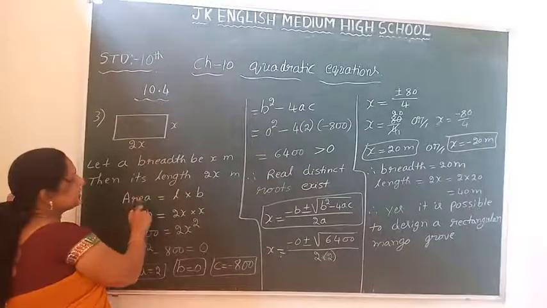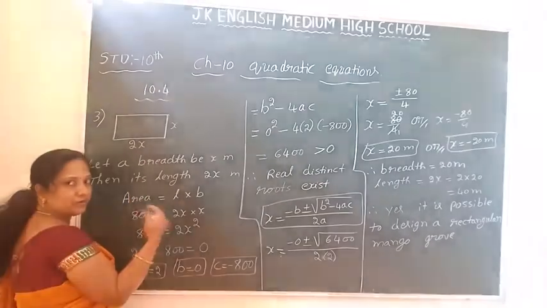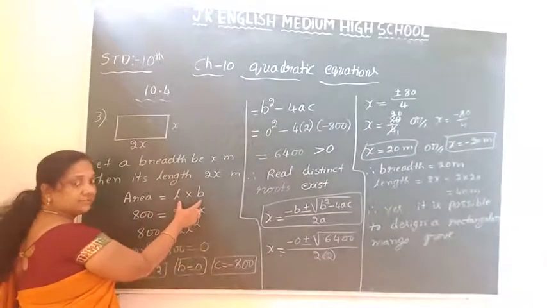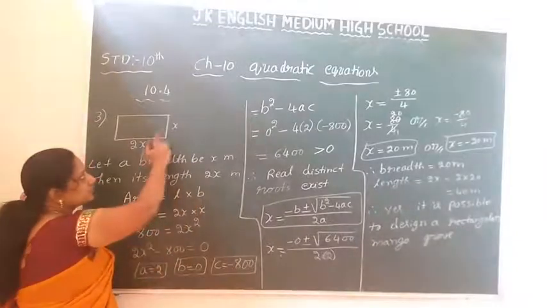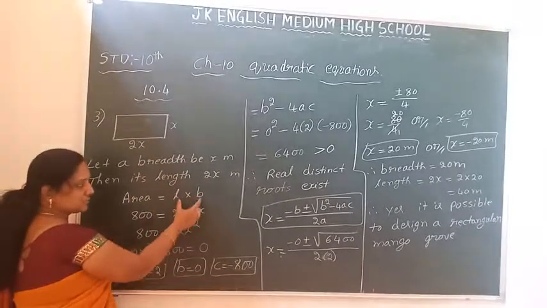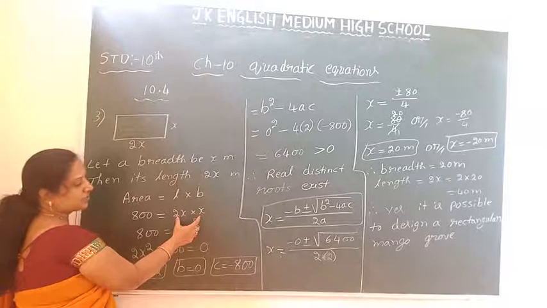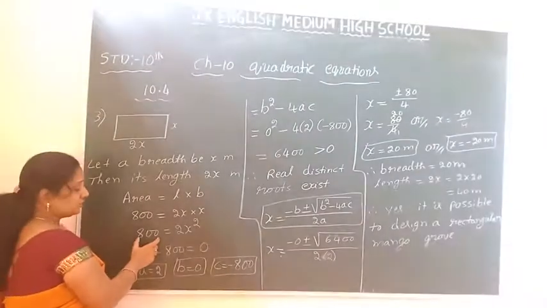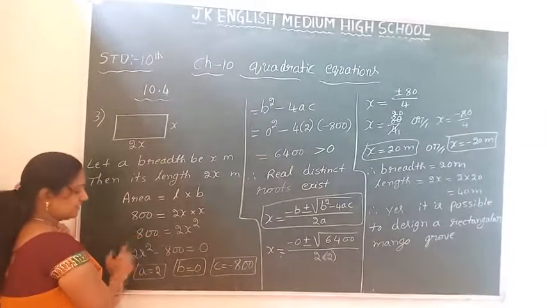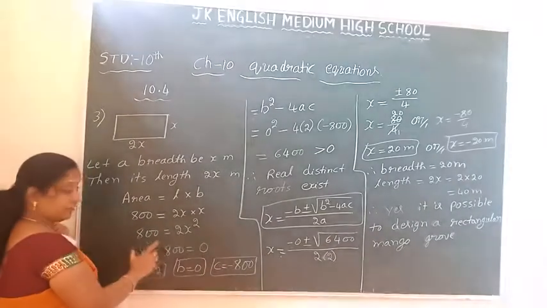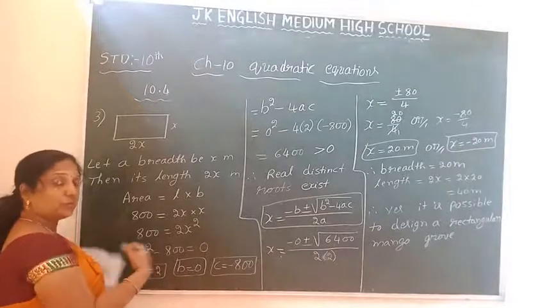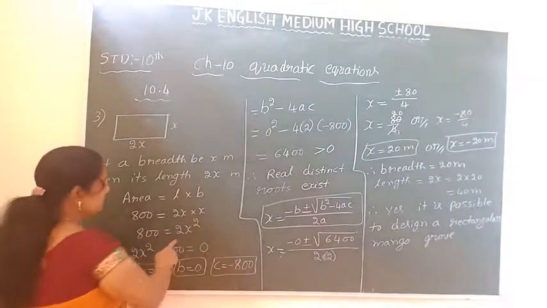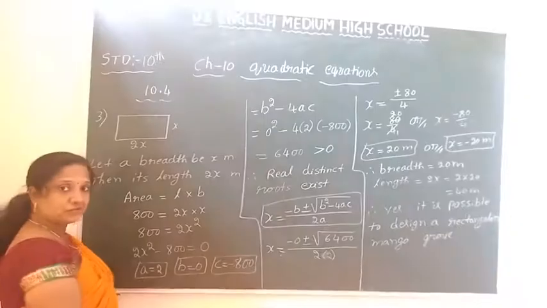Then the area they gave: what is the formula to find the area of a rectangle? Length into breadth. Here length is 2x and the breadth is x. Substitute 2x and x in place of length and breadth: 2x square is equal to the area they gave in the question, 800 meters square, 800. So I check whether we are going to get real roots or not, and I convert it into the standard form of a quadratic equation.